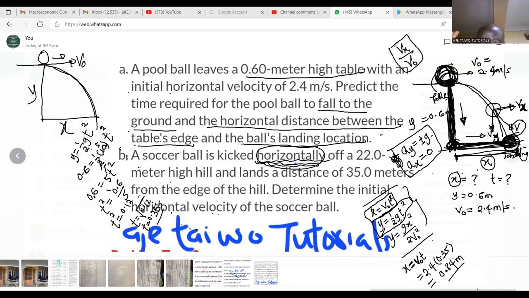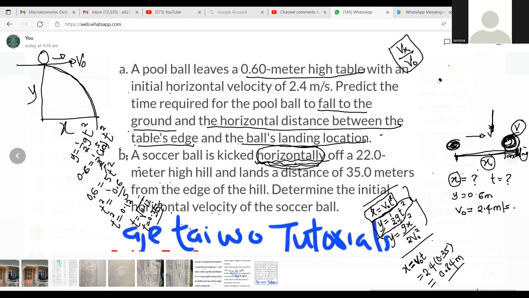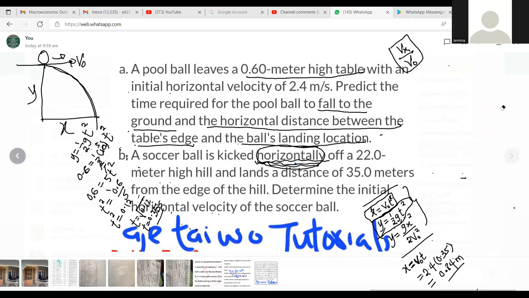Jemima, just pause and ask the question. Sir, I was like, the part where you were saying something about VX being equal to V naught. I didn't really get that area. VX, come again, say it again. The VX is equal to V naught stuff. I didn't really get that point. That V naught and VX. I was a bit confused.